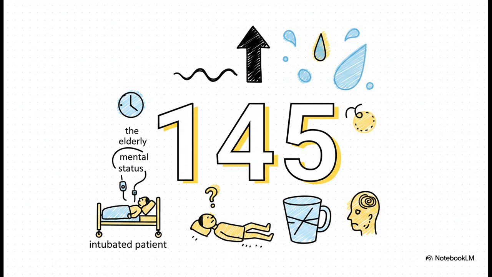Crossing above that 145 mark builds a picture of severe dehydration and a hypernatremic water deficit. This is heavily driven by either an inability to drink water or a massive loss of it without any replacement. Normally, an intact thirst mechanism protects us from this. So when we actually see it, we're usually looking at intubated patients, the elderly, or folks with altered mental status who literally just cannot access water.